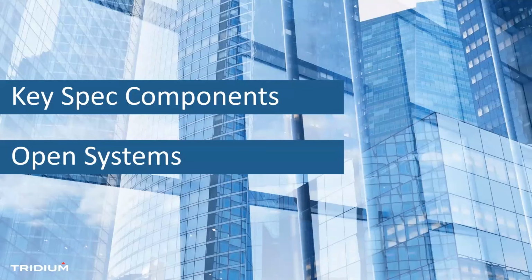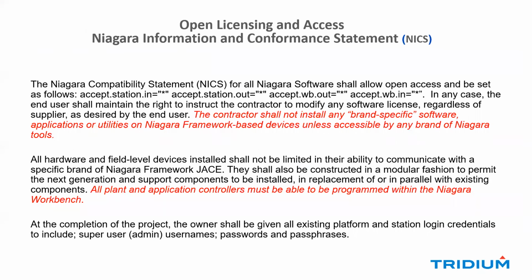So what are some more key spec components? The first one, of course, is open systems. And last week, Michael did a great job of talking about open licensing and access using the Niagara conformance statement, or the NICS. The key thing we want to make sure of is we have spec language in our guide specs, which we do, so that the contractor doesn't install any brand-specific software on top of Niagara that might not be accessible to any brand of Niagara tools, or anybody that might come in the future and use that.